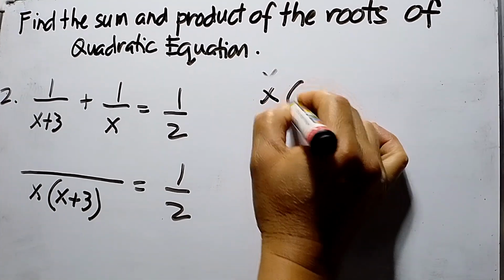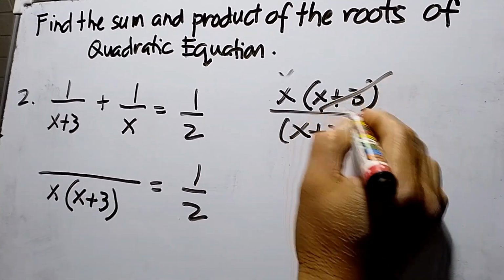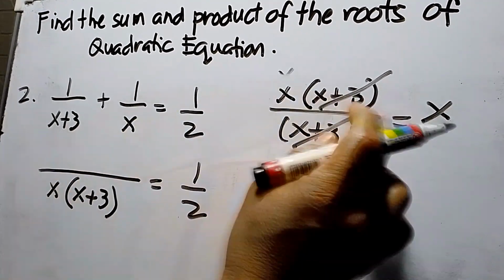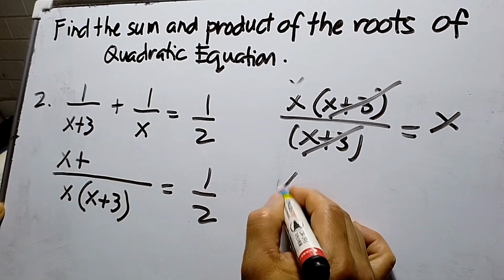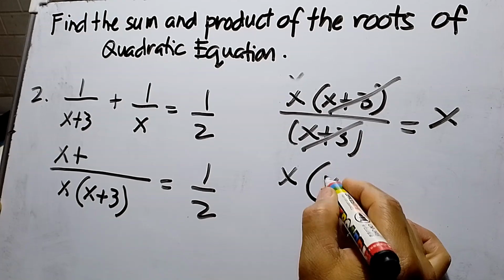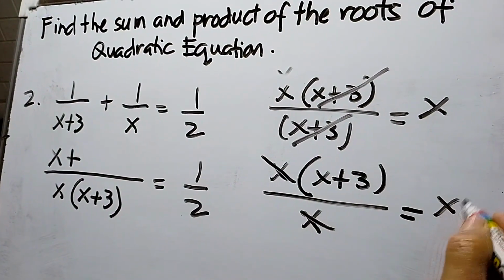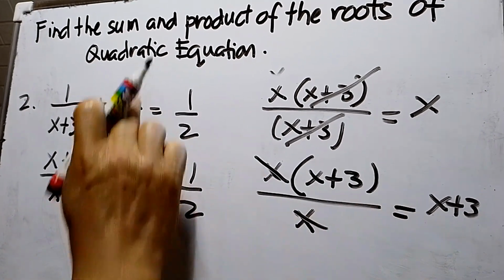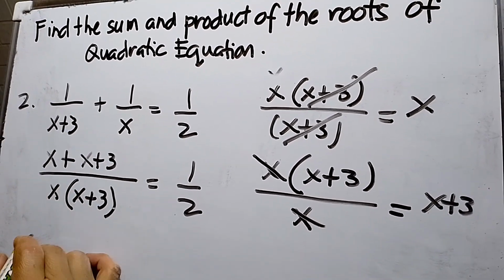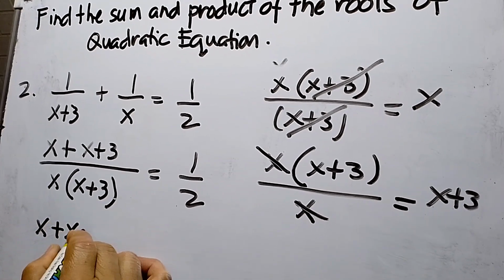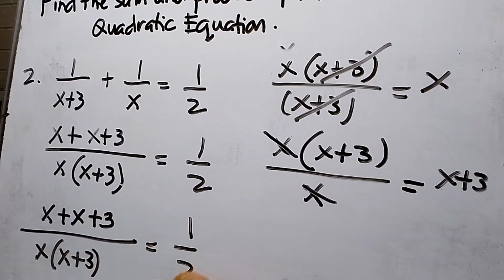So this one, x plus 3 divided by the first denominator, x plus 3, this will be crossed out. So this will be equal to x. And then multiply by the numerator. So x times 1 is x. Then plus. Next is this one, x plus 3 divided by x. So this will be crossed out. So I have here x plus 3. So this will be x plus 3 times 1. So x plus 3. Then I need to simplify the numerator, which is x plus 3 over x plus 3 is equal to 1 over 2.